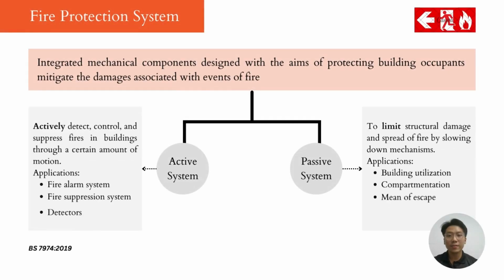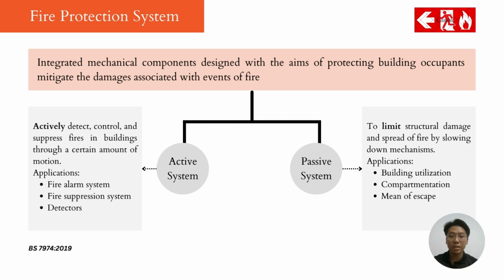Now we will look at the fire protection system in buildings. It refers to integrated mechanical components designed with the aim of protecting building occupants and mitigating the damages associated with events of fire. They can be mainly categorized as either active or passive. An active fire protection system is crucial to actively detect, control, and suppress fires in buildings through a certain amount of motion. For example, its key components include alarm systems, fire suppression systems, and fire detectors.